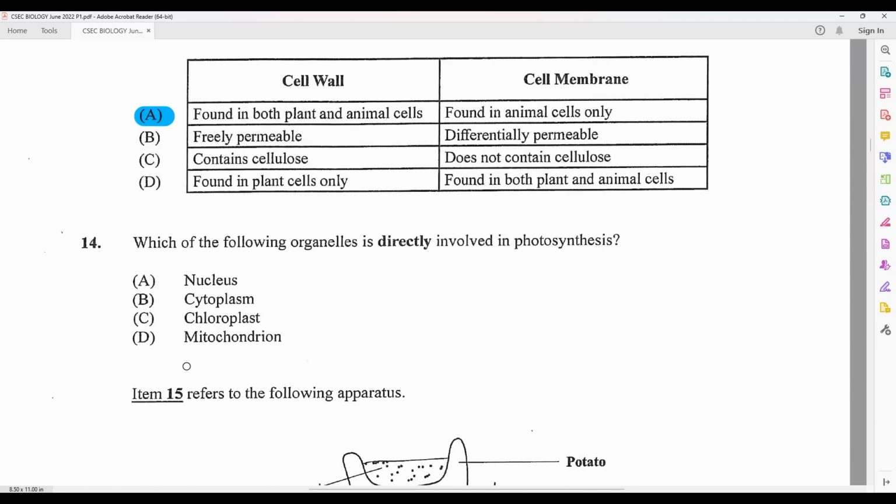Question 14. Which of the following organelles is directly involved in photosynthesis? And photosynthesis means you need chlorophyll, and the organelle that has chlorophyll is the chloroplast, which is C.